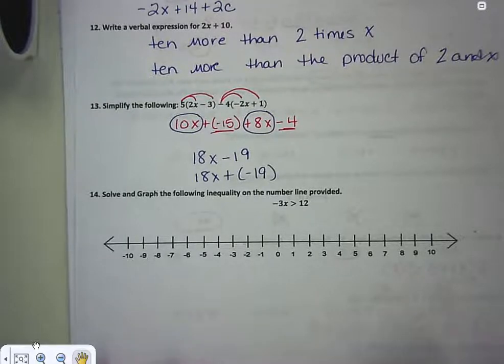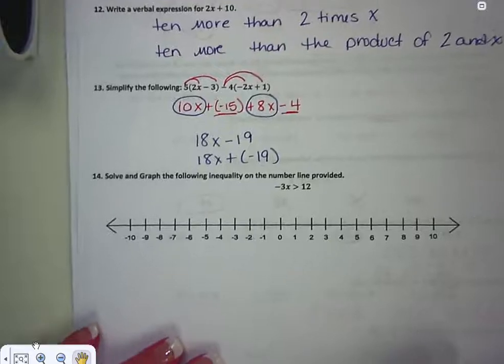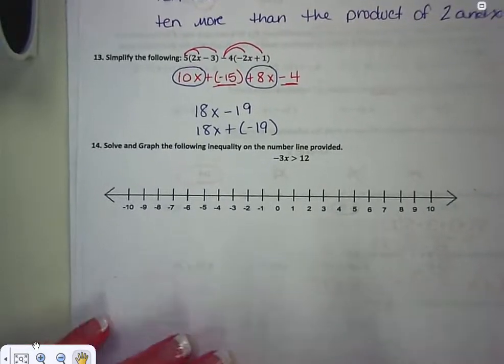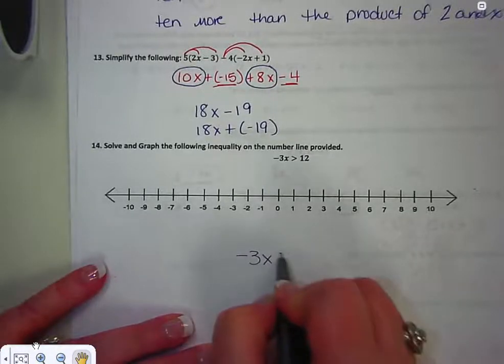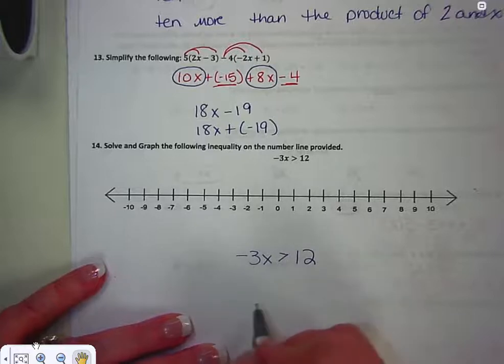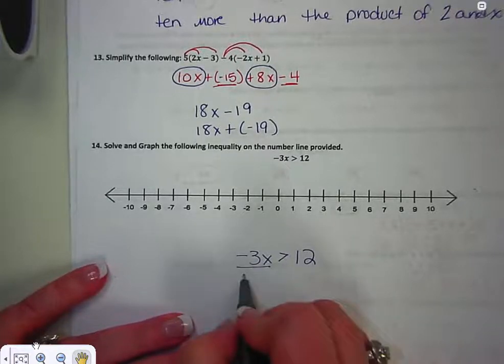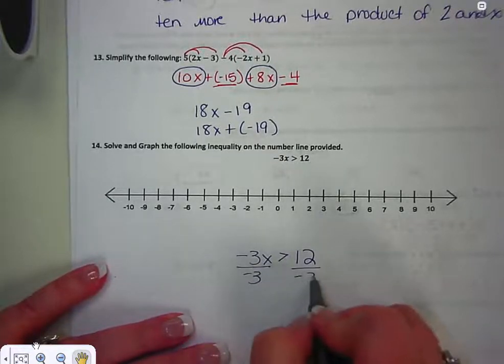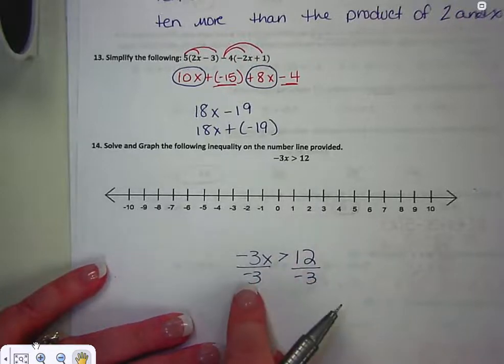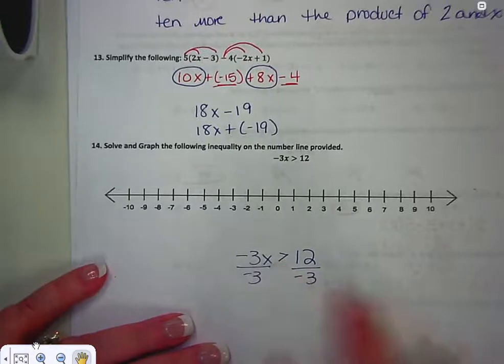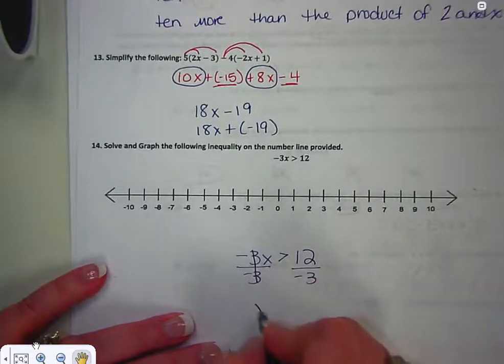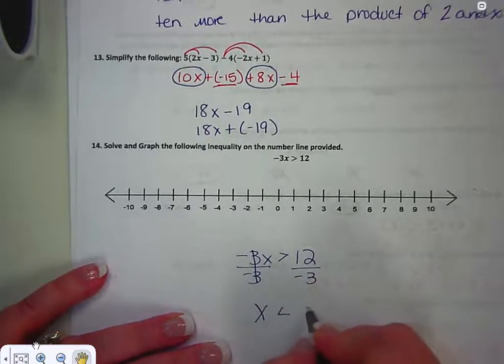All right, last one. Solve and graph the following inequality on the number line provided. So let's solve it first. Negative 3x is greater than 12. I need to divide by negative 3. When I divide by a negative, I have to flip it, so it becomes x is less than negative 4.